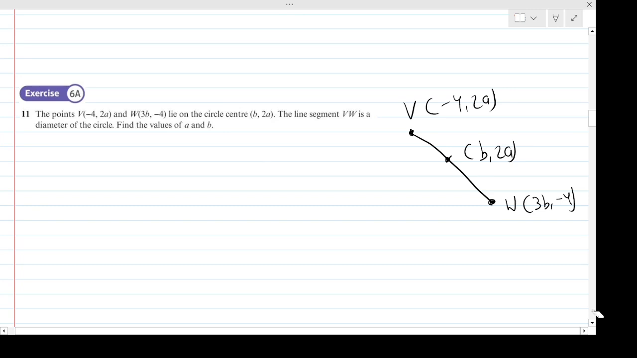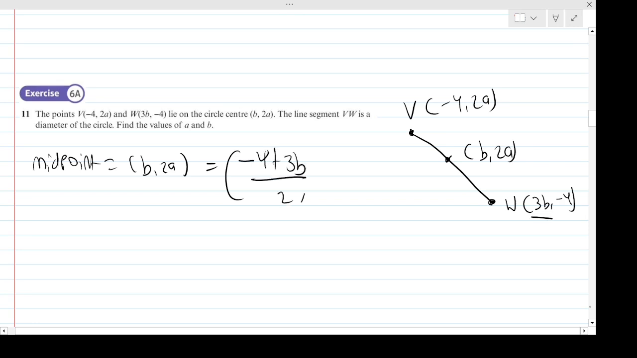Okay, so we're going to do the same thing then. We have these missing values in our points, but we know the midpoint. So that means we can say that if the midpoint is given to be (B, 2A), we can also work out an expression for the midpoint by taking the average of the 2 points. Firstly we can add the two x coordinates together at the ends. So V = -4, add W, which is 3B, over 2. Then we can add the y part, so 2A for V, and then -4 for W, and that'd be over 2 as well. So that's just using that formula.